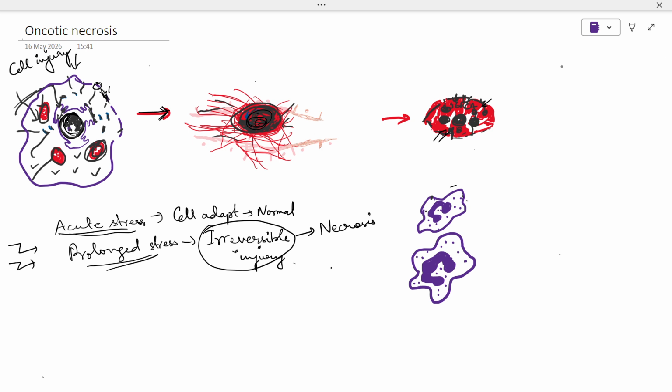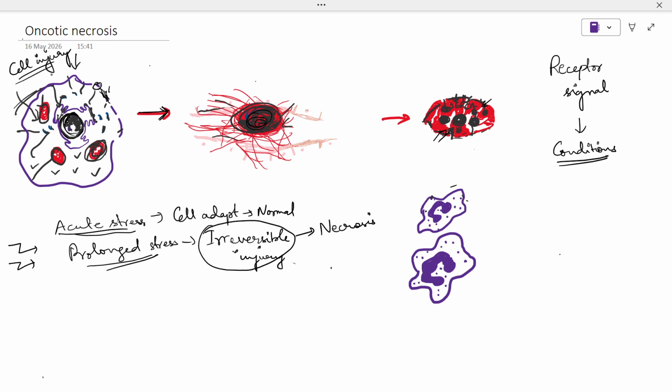So, in our previous sessions, as you must recall, we had discussed receptor signaling, how a cell responds to a stressor in a generalized manner. From today onwards, we are going to focus on different conditions and how a cell responds to these conditions. So today we are going to focus on oncotic necrosis.